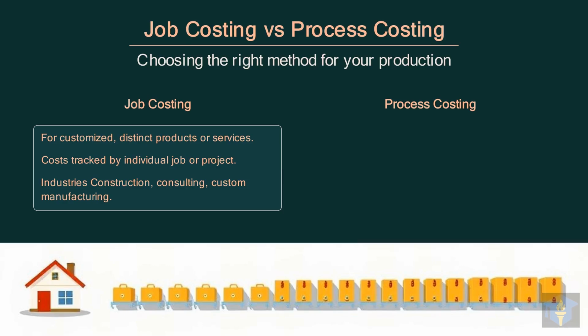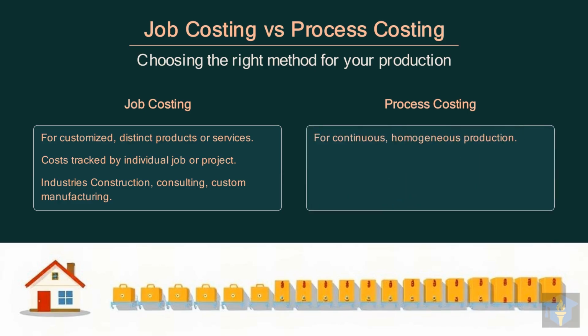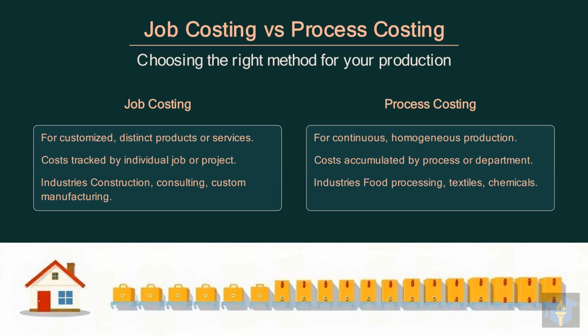Process costing, on the other hand, is ideal for continuous, homogeneous production environments. This method is applied to continuous, uniform production, where identical units are mass-produced. Here, costs are accumulated by the production process or department, not by individual units. Industries like food processing, textiles, and chemicals typically use process costing due to their continuous output.